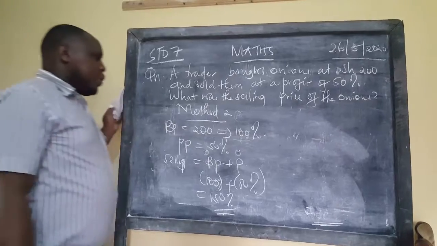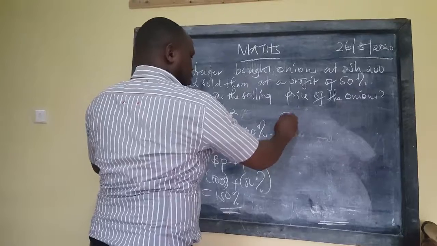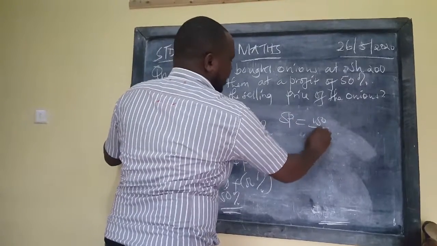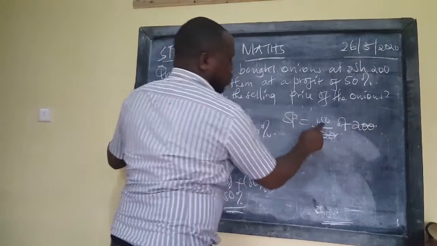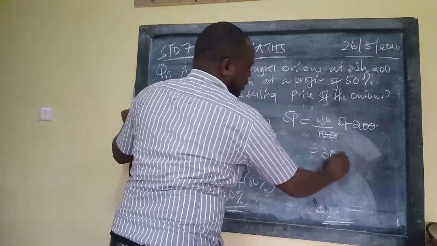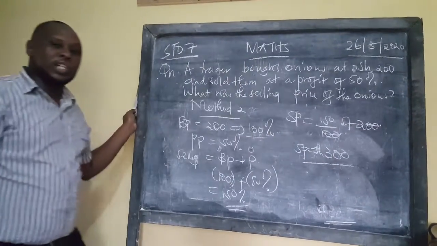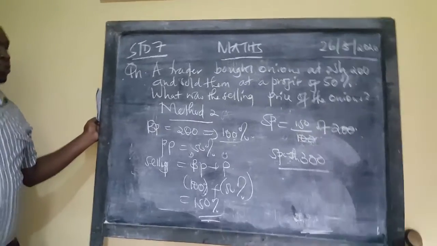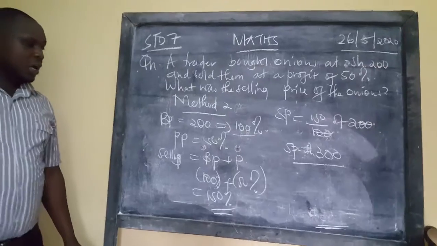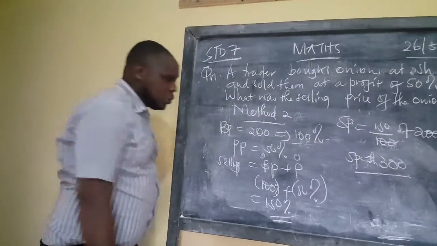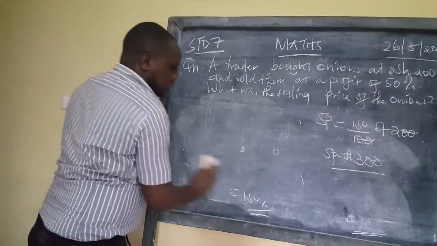And therefore, for us to get the selling price, we get 150% of the 200 shillings. 150 times 2 is 300. So our selling price is equivalent to 300 shillings. I hope you can see that, learner. But I want to give you another method which is very simple. You don't need to continue fighting with all this. I want to show you a method.